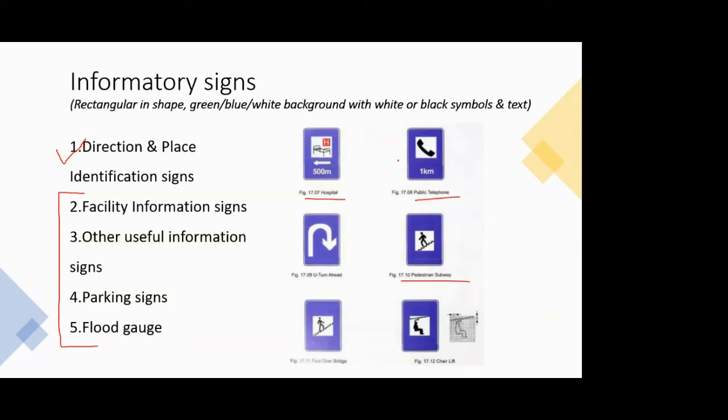And if you see the visual characteristics of these signs, they are rectangular in shape. They have either a green, blue, or white background. So this is the variation that they can have. And the symbol can also be white or black. So other than red, all the colors are used in these informatory signs. Okay. So these are the different traffic signs, and this is one of the traffic control devices.